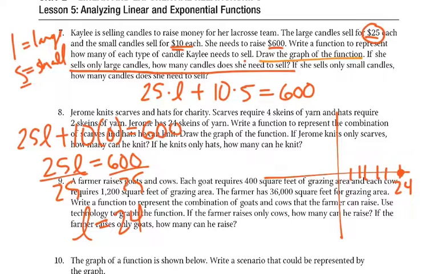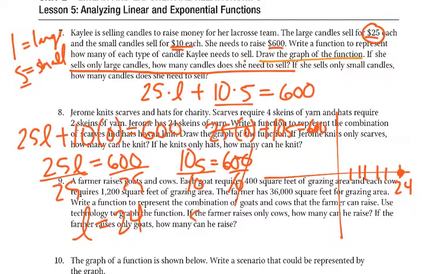Then we do it for if we only sold small. So it would be 25 times 0 plus 10s equals 600. That would be 0, so we'd get 10s equals 600. Divide by 10, and we'd get s equals 60. So going up here, we'd go clear up to 60, and then we could use that to draw our line. And then every single point here is a possibility of how many we could sell to get 600. Okay, so that's kind of how you can do those ones. So let's try another.